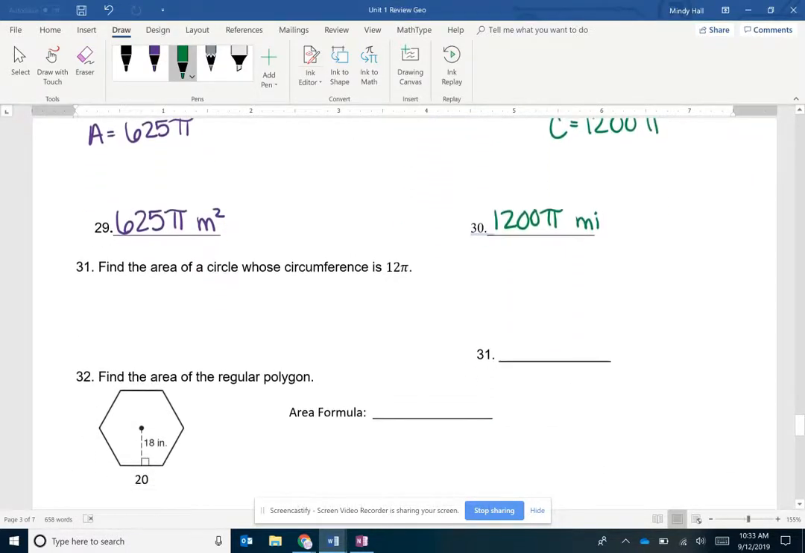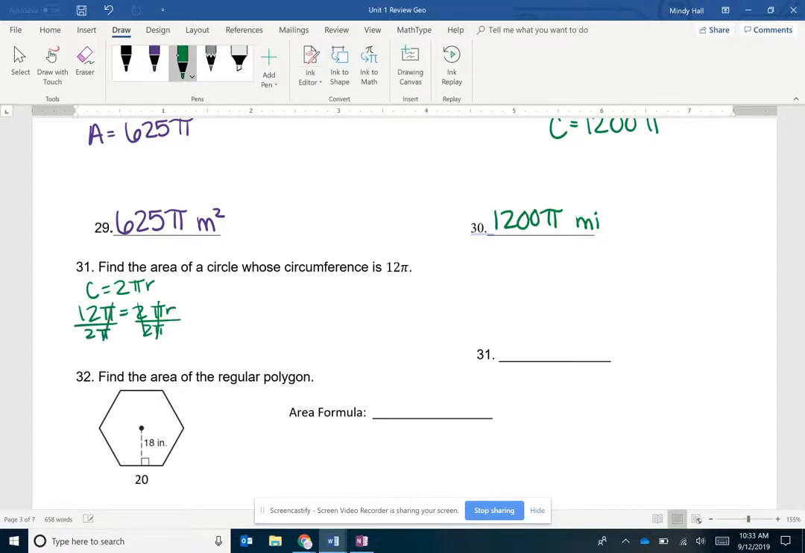So in 31, I have a circle whose circumference is 12 pi, and I need to find the area. So if you use the circumference is 2 pi r formula, you plug in 12 pi for c, and you solve for r. So I would have to divide by 2 pi here.